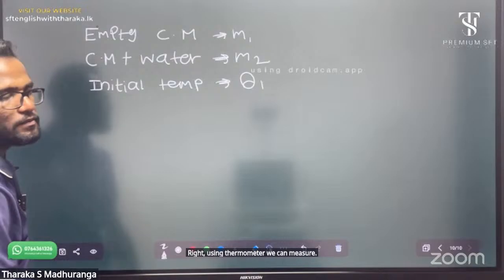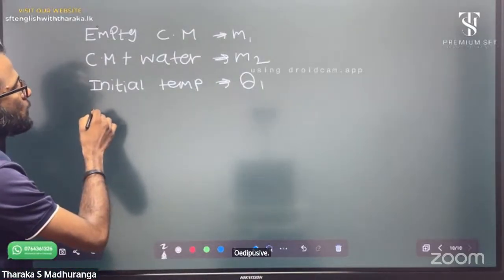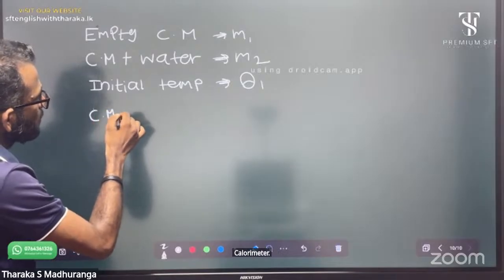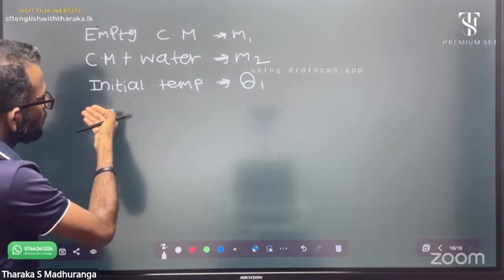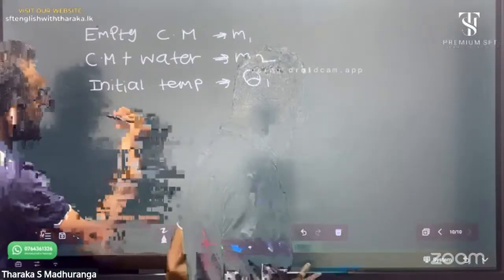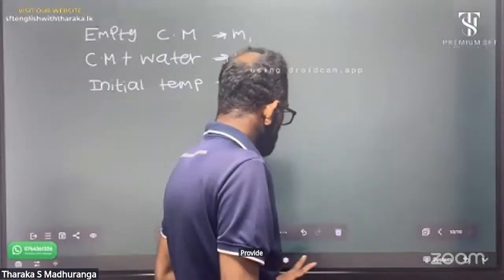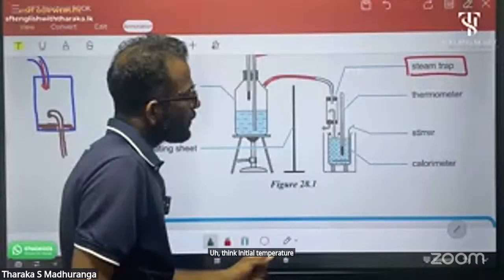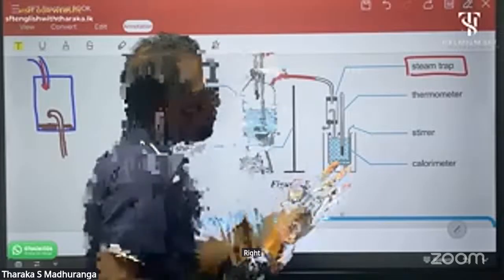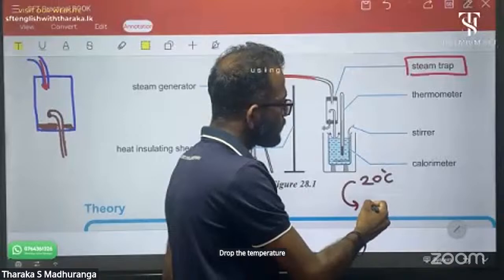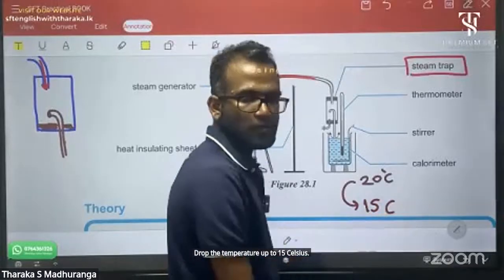Then, sorry. Then we think of an initial temperature of 20. That's the most important thing. Initial temperature 20, right? Then drop the temperature to 15 Celsius to avoid thermal damage.